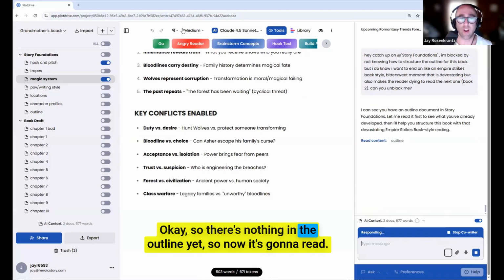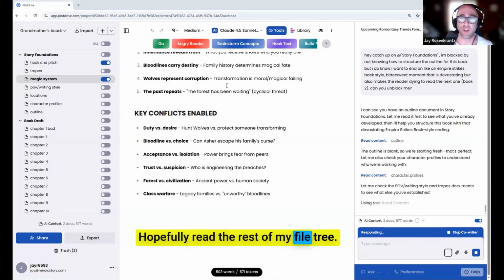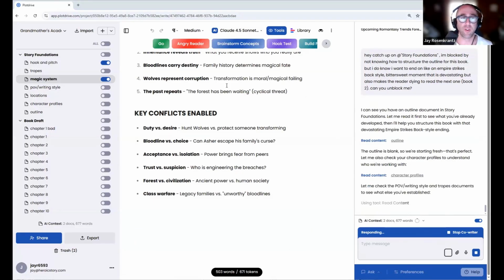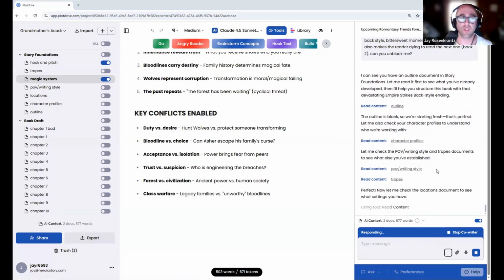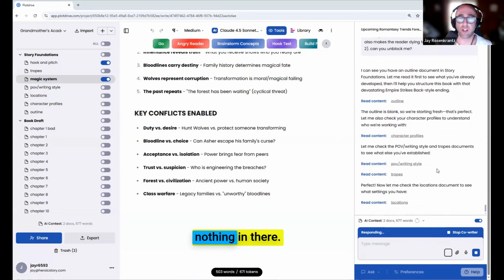Okay, so there's nothing in the outline yet. So now it's going to read, hopefully, the rest of my file tree. Yeah, nothing in there.